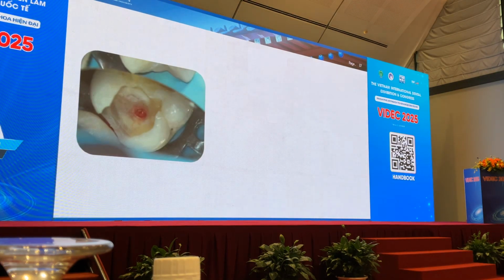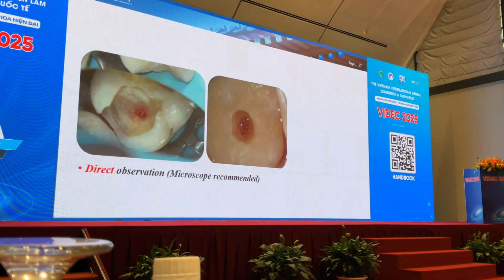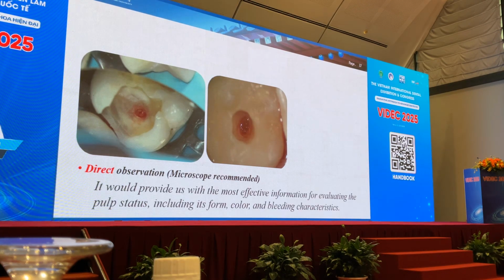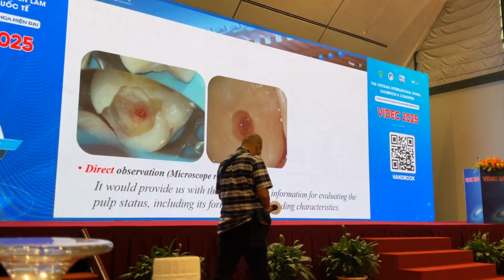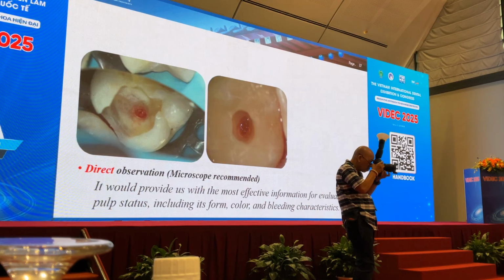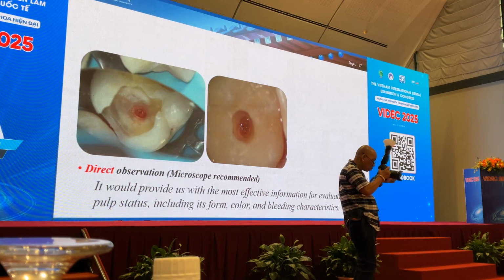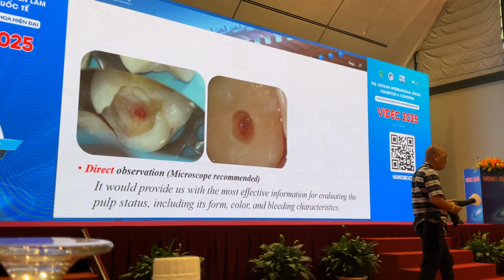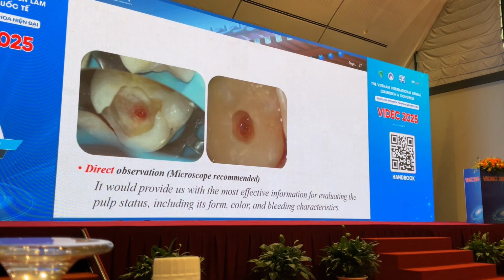And if the tooth has an exposed pulp, then direct observation would be the best way. Of course, a microscope is recommended because it provides us with the most effective information for evaluating the pulp status: its form, its color, and the bleeding, right? The most effective way.